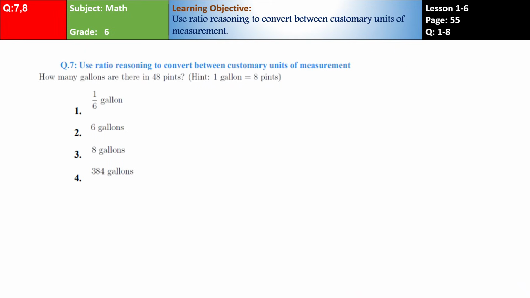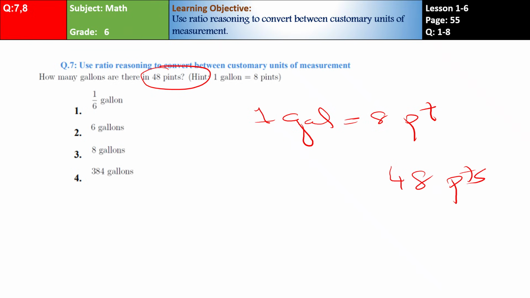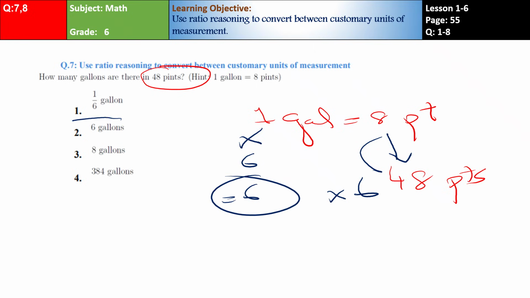This is a sample of how your exam question can look. How many gallons are there in 48 pints? The hint is given that 1 gallon is 8 pints. So we will use this relation. 1 gallon is 8 pints. Here it is 48 pints. So we will see the relationship, how 8 became 48. We all know that 8 times 6 is 48 pints. So 6 times 1 is 6. So 6 gallons.